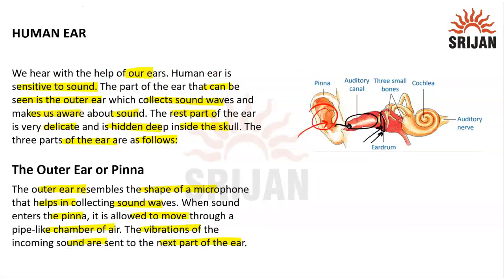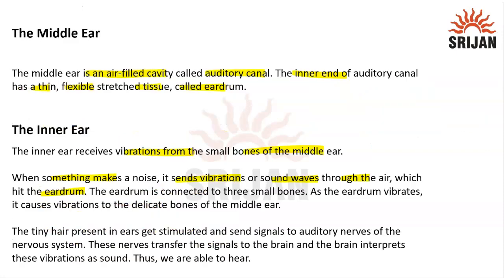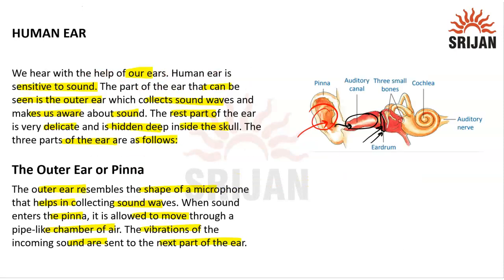Then the eardrum is connected to three small bones. So here we are able to see these three small bones. These are the three small bones which are connected, associated with the eardrum. As the eardrum vibrates, it causes vibrations in the delicate bones of the middle ear. So these three small bones start vibrating.